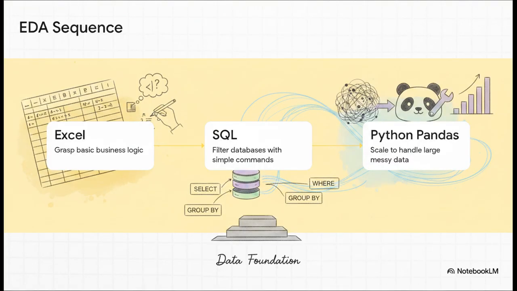So, here is exactly how you should sequence your technical skills during this first EDA project to keep from getting overwhelmed. Start simple, right? Grasp the core logic in Excel. Honestly, if you can explain your thinking clearly in Excel, that's incredibly impressive to a hiring manager. Next, as your datasets inevitably get larger, move over to SQL to filter those databases using simple commands like select, where, and group by to calculate your averages. And then finally, scale up your ability to handle really messy data using Python's pandas library to clean out missing values. Mastering these technical skills simplifies complex data and proves your foundation is rock solid.